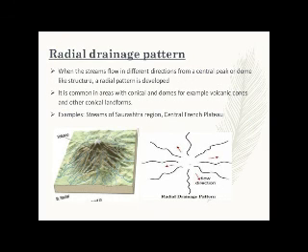Then we come to the third pattern, that is the radial pattern. It develops on a dome or volcanic cone. The streams or the rivers flow out from a watershed or divide, forming a pattern like the spokes of a wheel. The streams and rivers flow in all directions from the highest section.